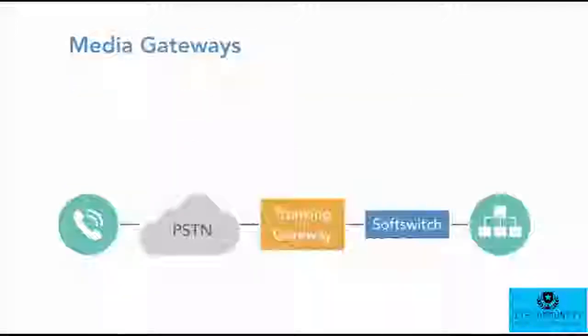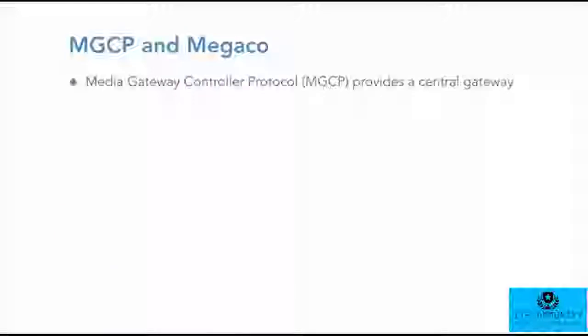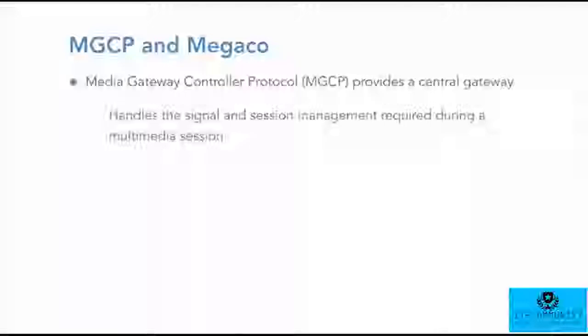Media gateways convert and packetize voice traffic into an RTP stream. Examples include trunking, such as a SIP trunk that provides an interface between a legacy system and a voice over IP network, and a residential gateway that converts an analog signal to voice over IP. Media Gateway Control Protocol is a master-slave protocol that provides a central gateway by handling the signal and session management required during a multimedia session.